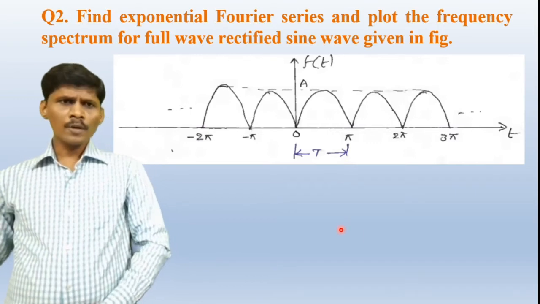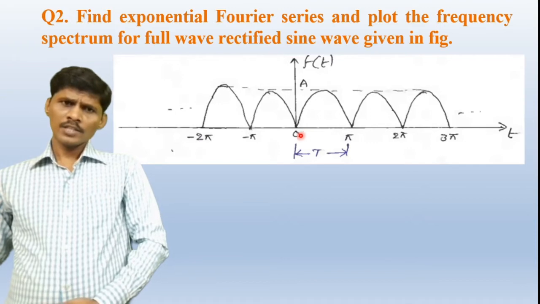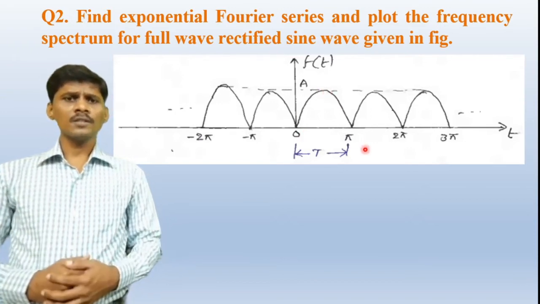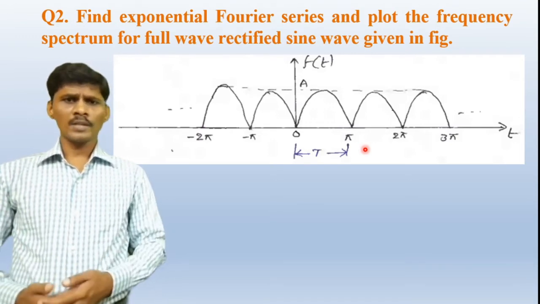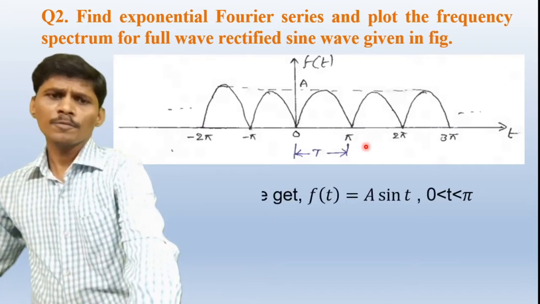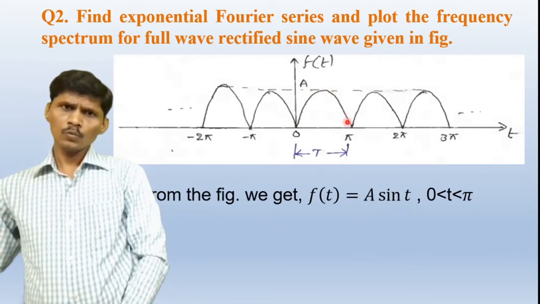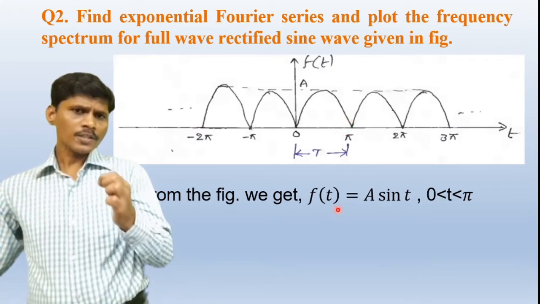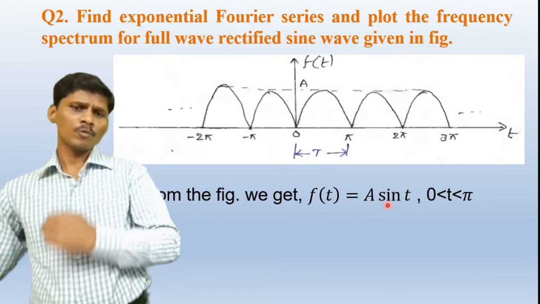So what is the given waveform? Full wave rectified sine wave, and this is a sinusoidal signal. What is the sinusoidal signal? The standard representation is sine omega t or sine t. So from the given waveform, the function f of t is equal to A sine t. Full wave rectified wave is a standard waveform. Because of that, the function f of t is A sine of omega t.